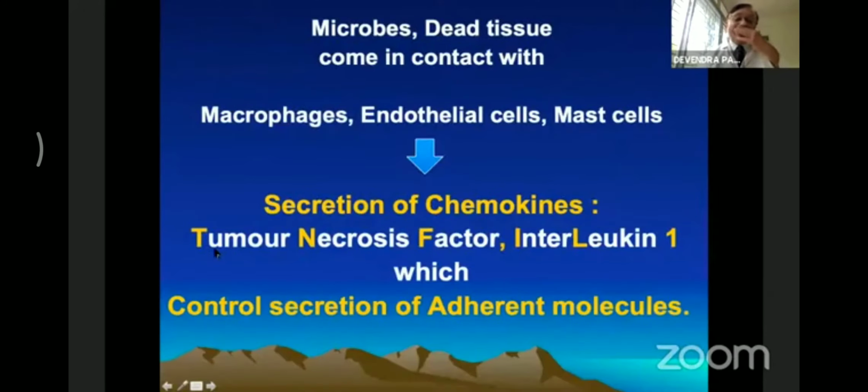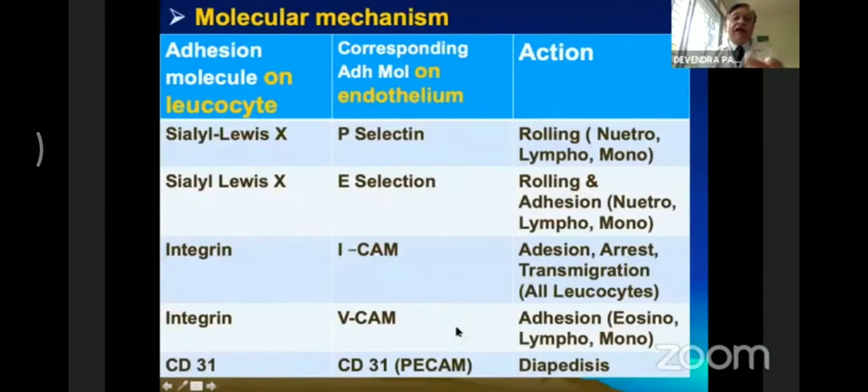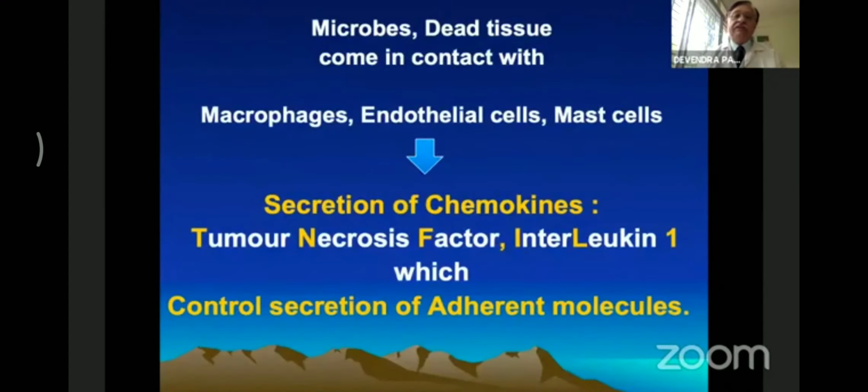So basically, the microbes and the dead cells come in contact with macrophages. They secrete chemokines like tumor necrosis factor, TNF, and the interleukins. And these, TNF and the interleukins, are the ones which control the secretion of these adhesion molecules. These are controlled by the chemokines.